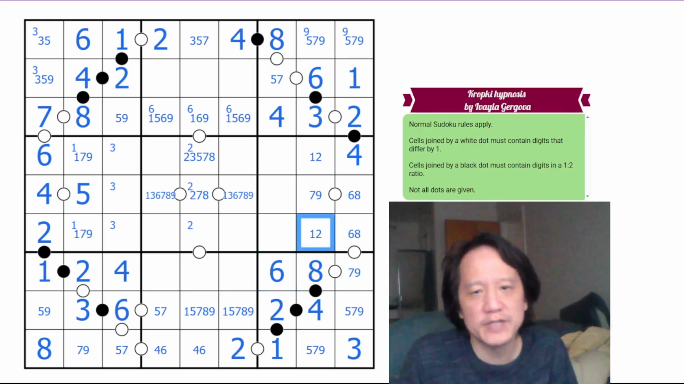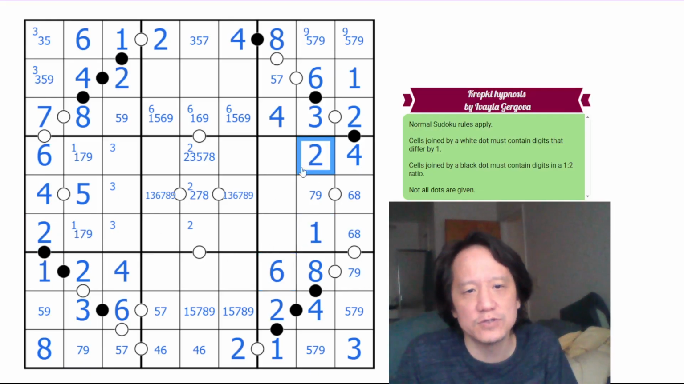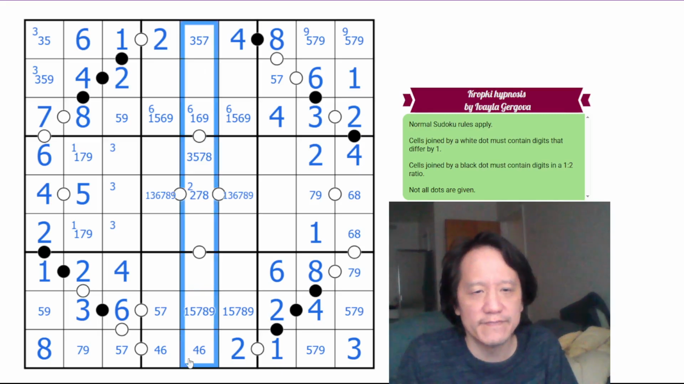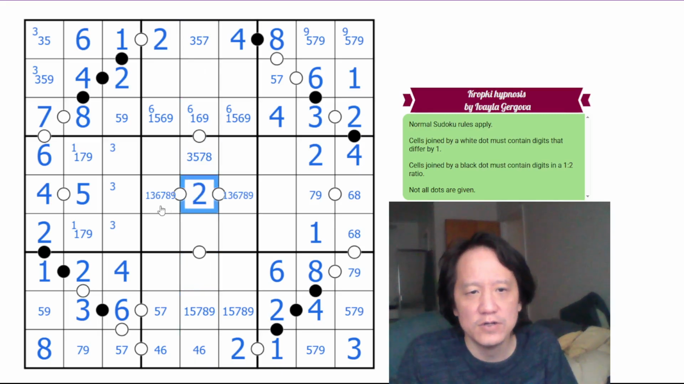This 2 eliminates 2 here, so that's 1, which makes that 2. So this can't be 2, and this can't be 2. Where's the 2 in column 5? It has to be here. That means it's with 1 and 3 here, which eliminates 1 and 3 in the rest of the row.